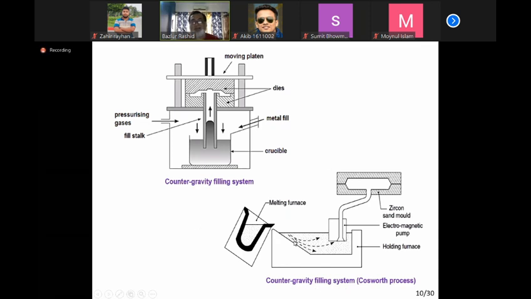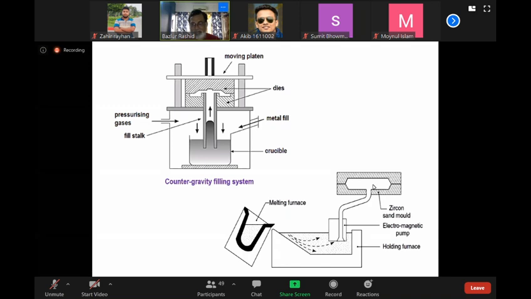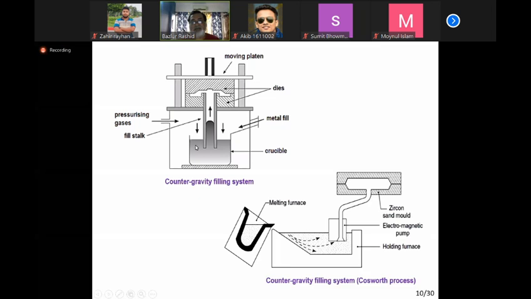Obviously, this is an expensive process. So if you need very good quality casting with the defects minimized or even eliminated, you can use this type of casting. Obviously, these castings are not suitable for general purpose castings because of their expense.